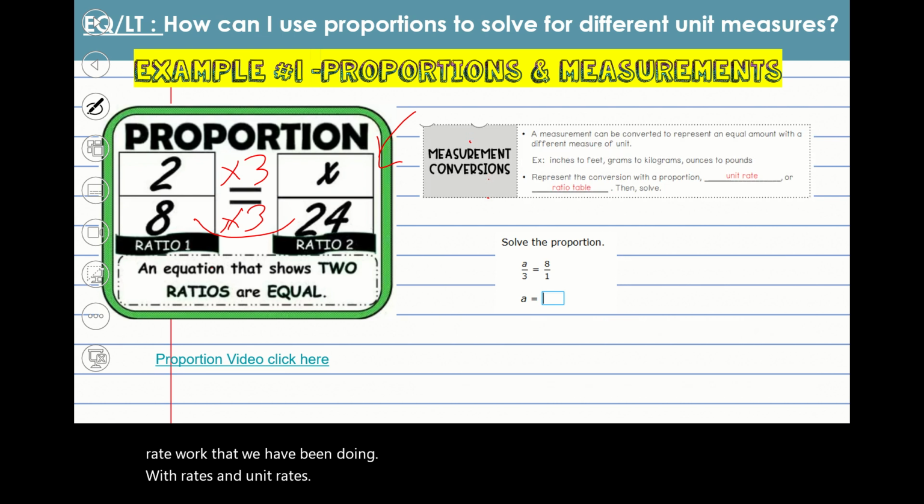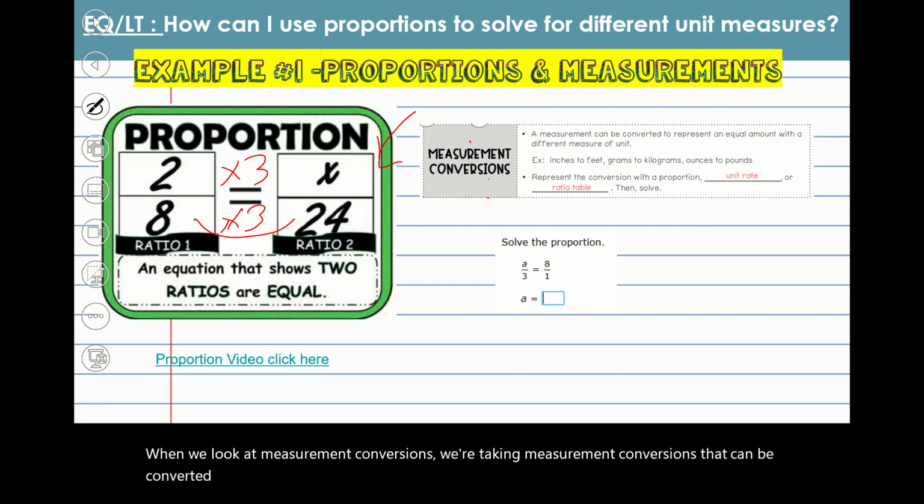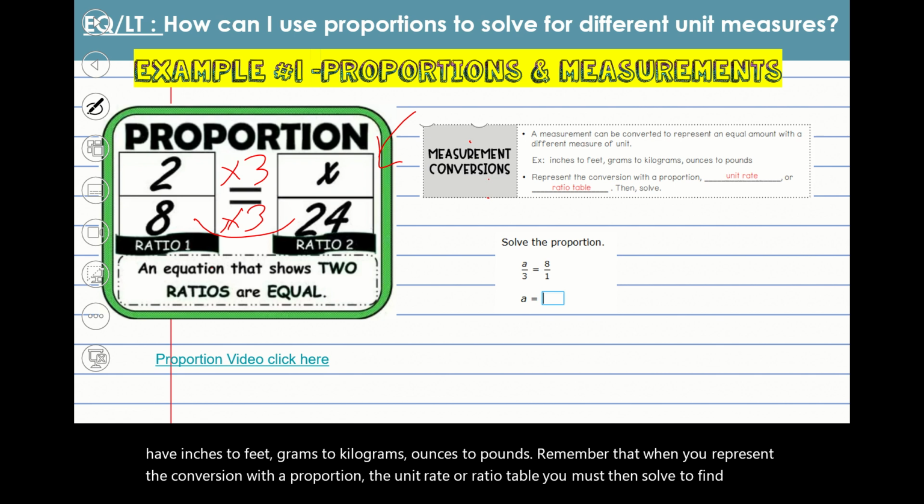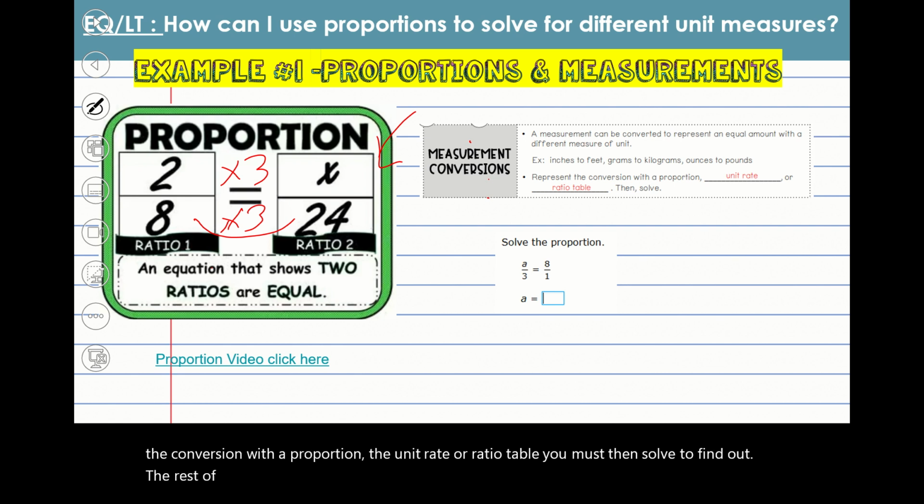When we look at measurement conversions, we're taking measurements that can be converted and representing an equal amount with a different unit of measure. For example, we have inches to feet, grams to kilograms, ounces to pounds. Remember that when you represent the conversion with a proportion, unit rate, or ratio table, you must then solve to find out the rest of the values within that table.